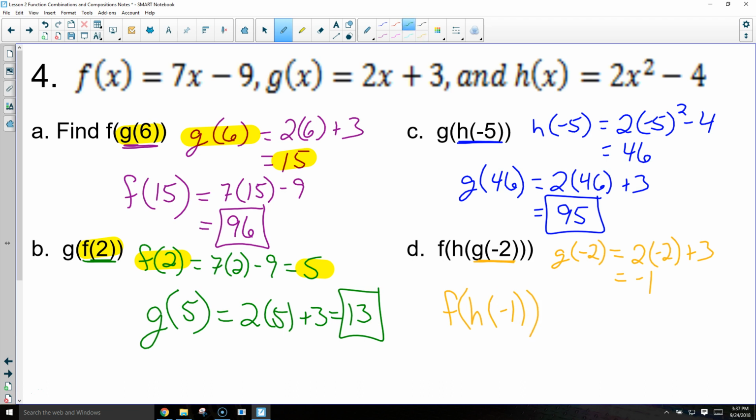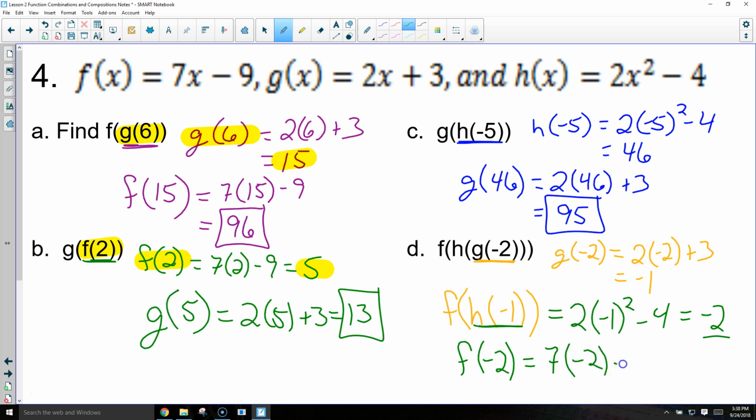So now I'm going to go to my h equation, and I'm going to plug in negative 1. So 2 times negative 1 squared minus 4. So negative 1 squared is 1, times 2 is 2, minus 4 is negative 2. So now I'm going to replace my h of negative 1 with negative 2. So f of negative 2, I'm going to take 7 times negative 2 minus 9. So that's negative 14 minus 9 is negative 23. And that's my final answer for f of h of g of negative 2.